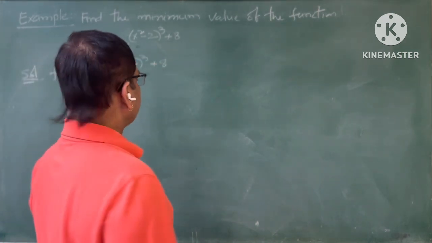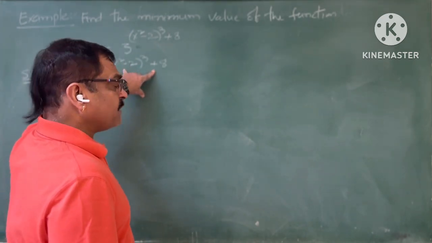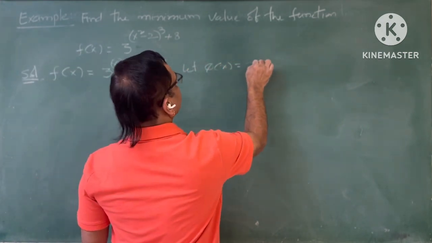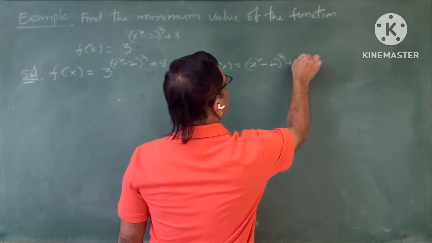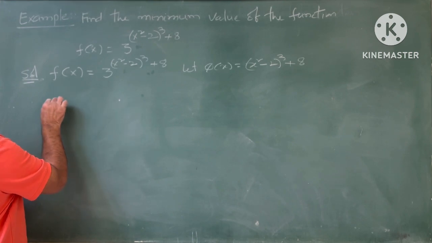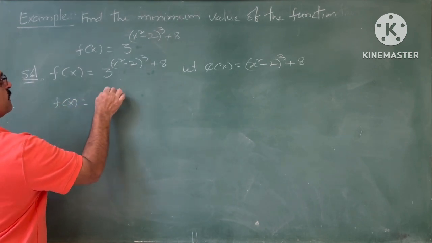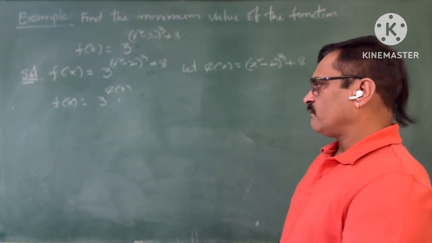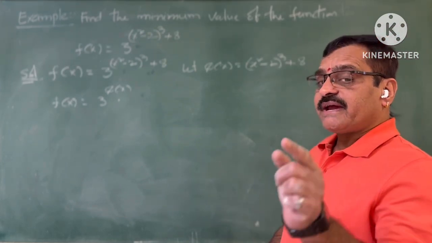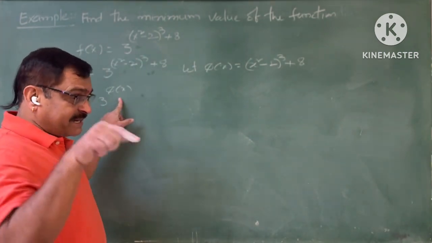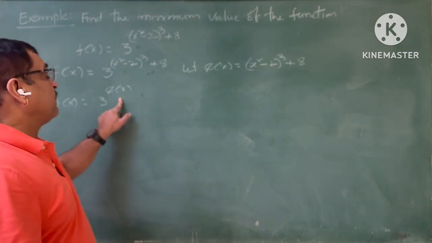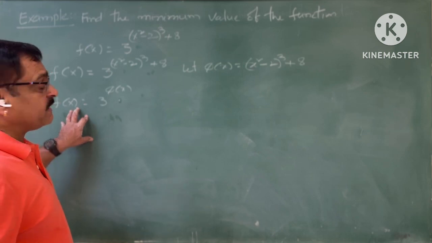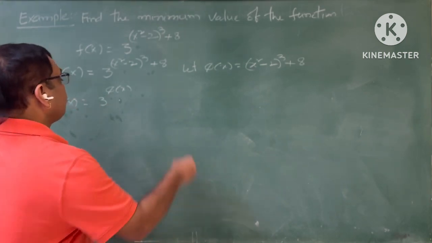For my convenience, I take this expression x square minus 2 whole cube plus 8 as some phi of x. Let phi of x is equal to x square minus 2 whole cube plus 8. Therefore, my function reduces into the form f of x is equal to 3 raised to phi of x. Now it's an exponential function. Now here, the point at which my phi of x attains a minimum value, at the same point f of x attains a minimum value. So instead of finding the minimum value for f of x, first I'll find minimum value of this phi of x.